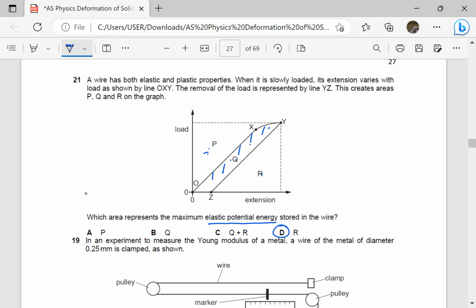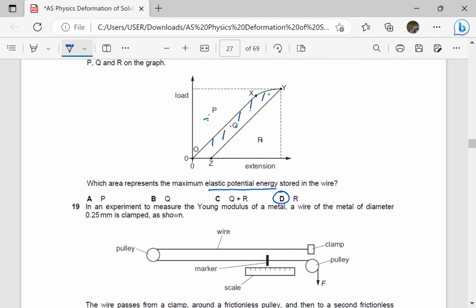The area under OXY with the x-axis is the total energy, or Q plus R is the work done in loading the material. Then Z and Y, ZY, or the area under R, is the work done which can be converted into other forms. Therefore, that is going to be the elastic potential energy stored in the wire. So the answer is going to be D.